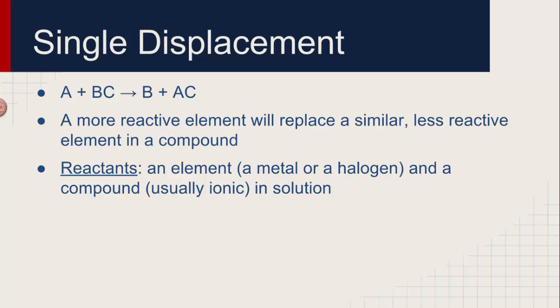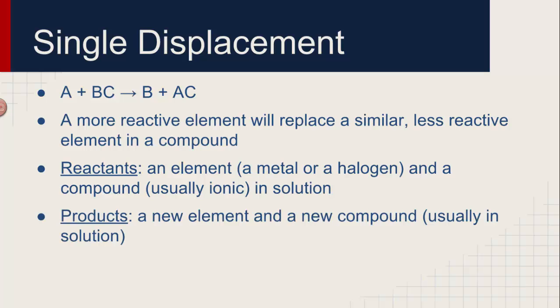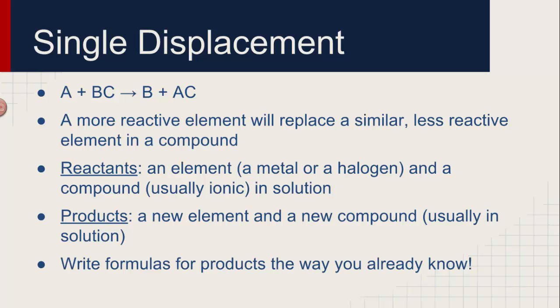Okay? The reactants for single displacement reactions are typically an element, usually a metal or a halogen, fluorine, chlorine, bromine, or iodine, and a compound, which is usually an ionic compound, and that compound is almost always in solution. Okay? So that's how you can identify a single displacement reaction. The products are a new element and a new compound. And again, that compound is usually in solution when it forms. Another way to recognize a single displacement reaction is by looking at the products.